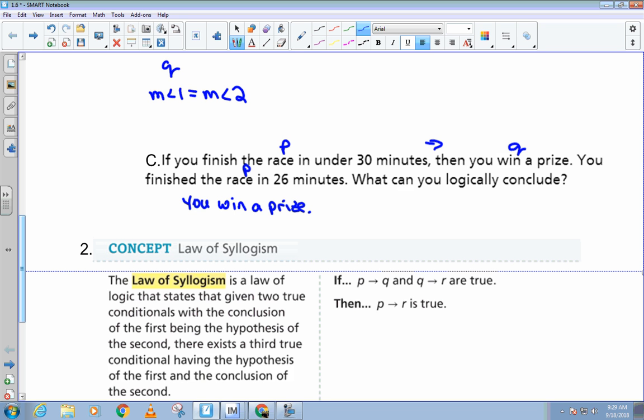Okay, now, what if instead of this statement right here, I put Dalton wins a prize? What could I logically conclude? If I said, if you finish the race in under 30 minutes, you win a prize, and Dalton wins a prize, can I say that Dalton finished the race in under 30 minutes? What if he got a prize for a game he played?